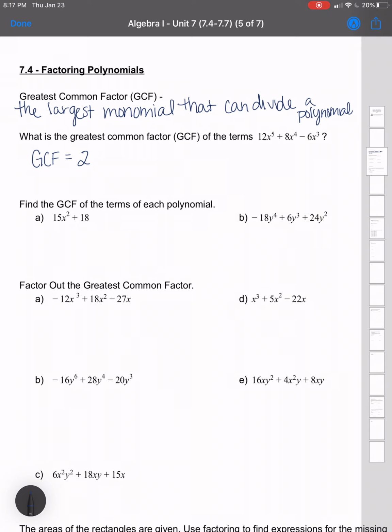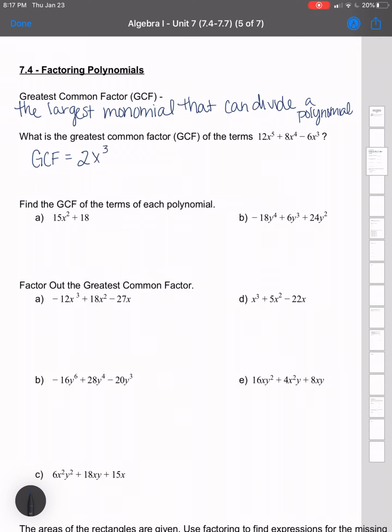And then we're also looking for the largest number of variables, so here x, that is in each of them. So the easiest way to do that is find the lowest exponent. So our lowest exponent out of 5, 4, and 3 is x cubed.